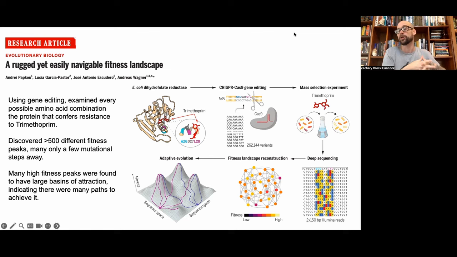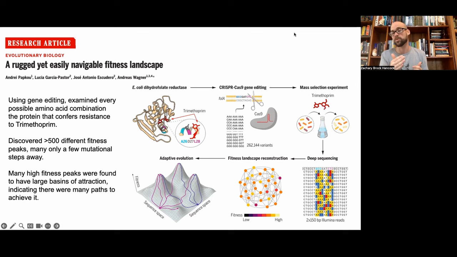So, how well they were able to resist the antibiotic given whatever protein and amino acid combination they happened to have. What they discovered is that there were around 500 different peaks all across this fitness landscape, and that many of these peaks were only a few mutational steps away from the wild type E. coli strain. Furthermore, they found that many of the peaks with the highest fitness had what they called large basins of attraction. That means the base of the peak is very broad, so there were many ways that the population could get to that peak. Right, so it wasn't like you can only take one trajectory. There are many ways to get there.